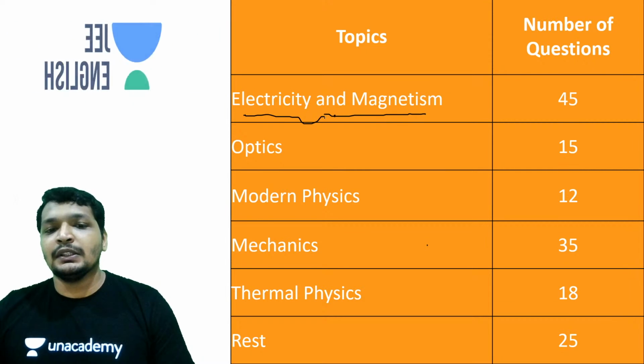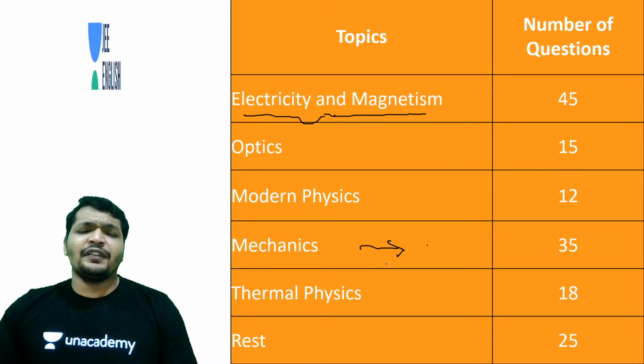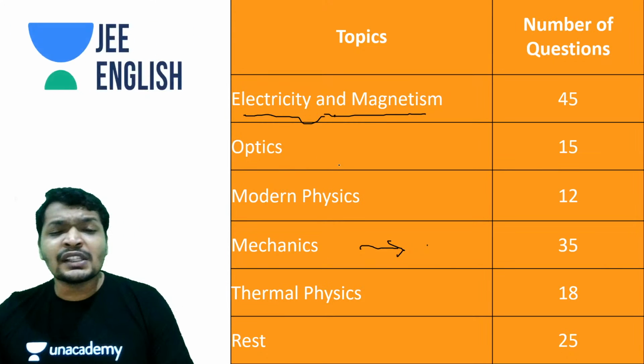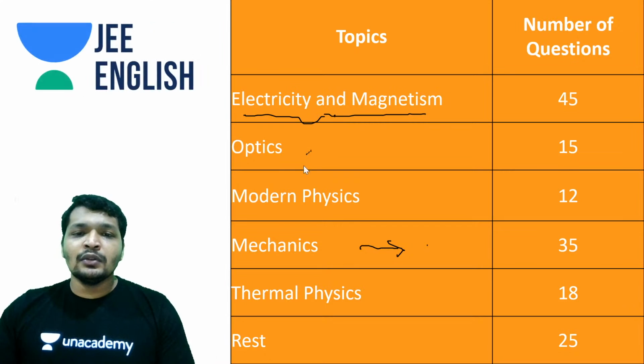We are talking about JEE Mains. Now, mechanics, you had 35 questions. Okay. And optics, you had 15 questions. Modern physics, you had 12 questions. Thermal physics, you had some. So, pretty much you understood one thing.